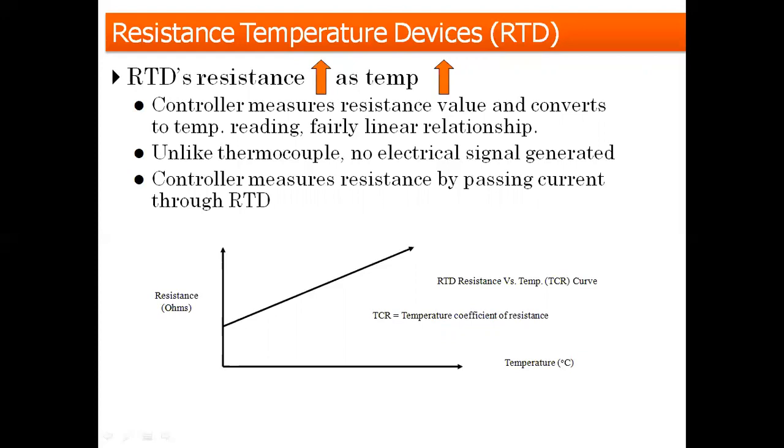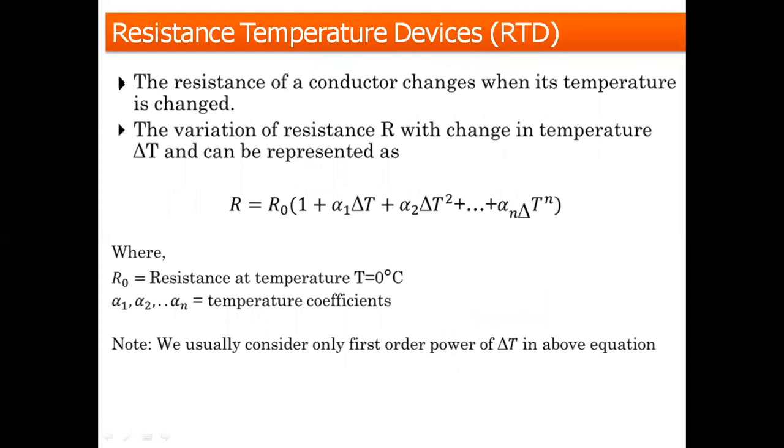So the controller actually measures the resistance value and converts it to a temperature reading, a fairly linear relationship. Unlike a thermocouple, there is no electrical signal generated, and the controller measures the resistance by passing current through the RTD. You can see in the figure that you have a somewhat linear relationship between temperature and resistance.